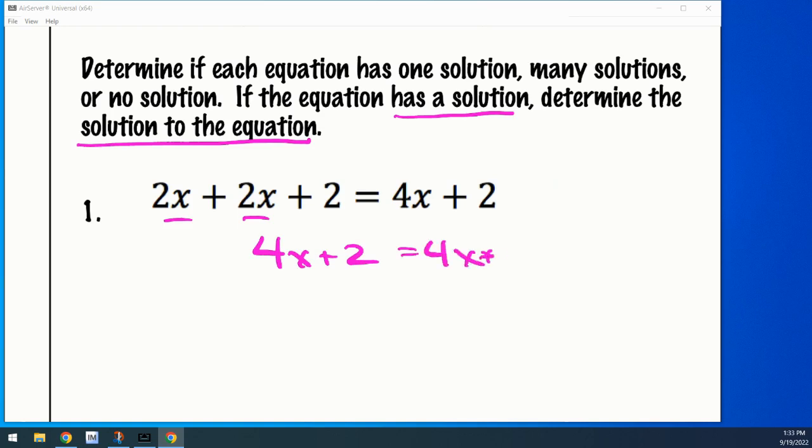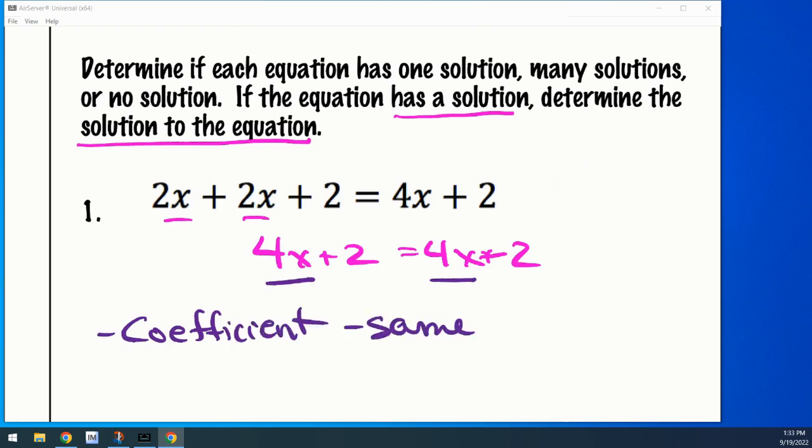Let's look at our coefficients. I'm actually going to change my color. I look at my coefficients. I look at this right here. Are my coefficients the same? My coefficients, they are the same. My constants are the same.